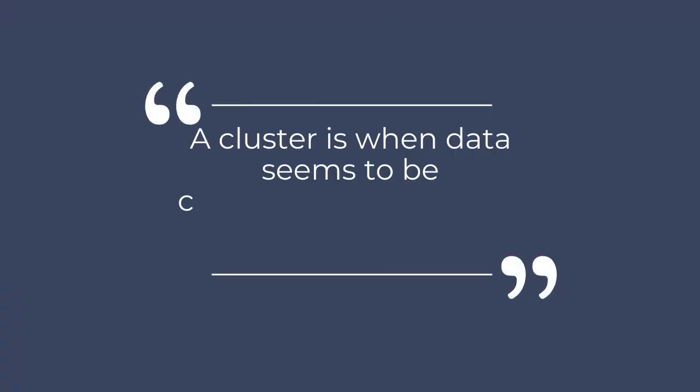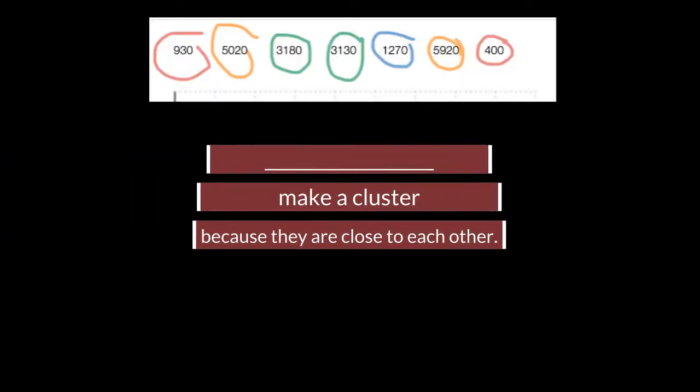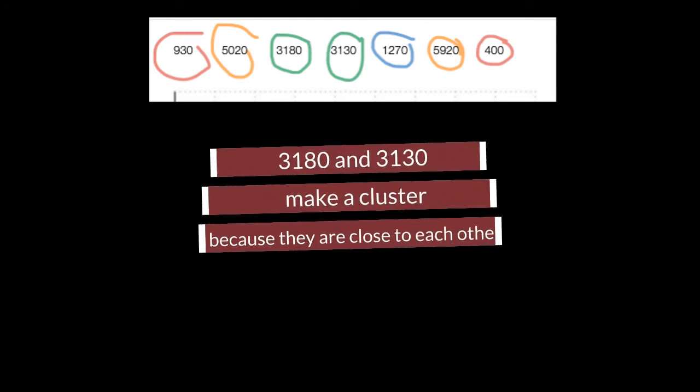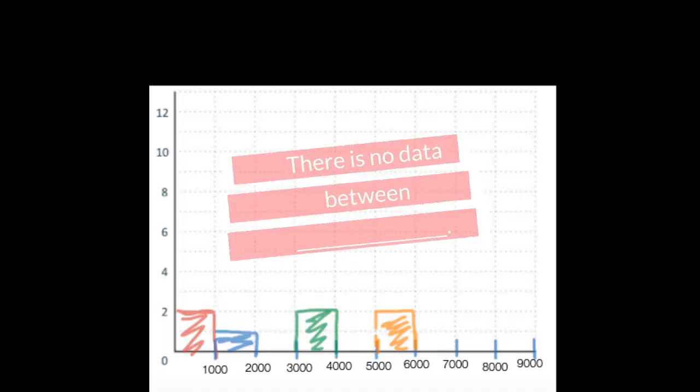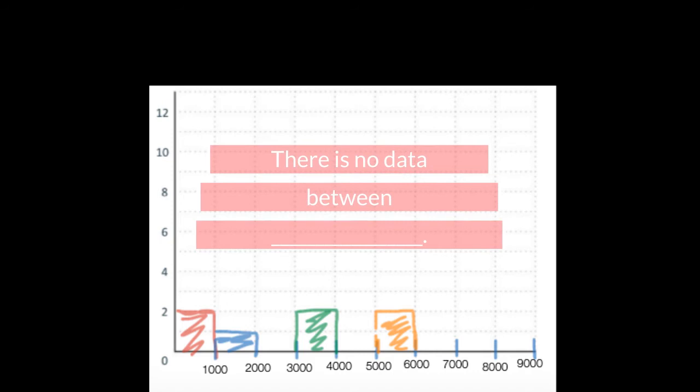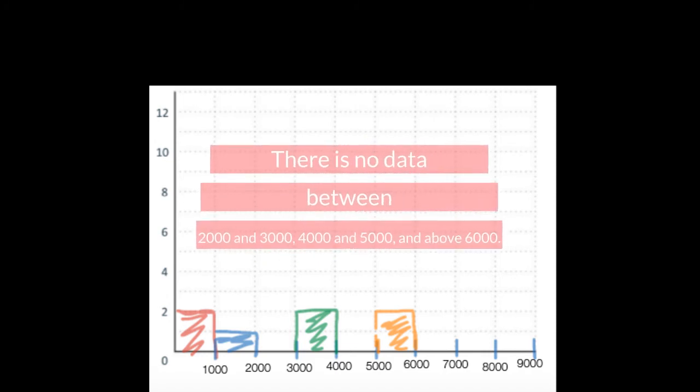Another word that you can use for this project is the word cluster. A cluster is when data seems to be close around the number. A sentence frame that you could use for cluster is blank make a cluster because they are close to each other. I looked at my data and I wrote 3,180 and 3,130 make a cluster because they are close to each other. You can also write a sentence that says, there is no data between blank. For example, I looked at my histogram and I wrote this sentence.